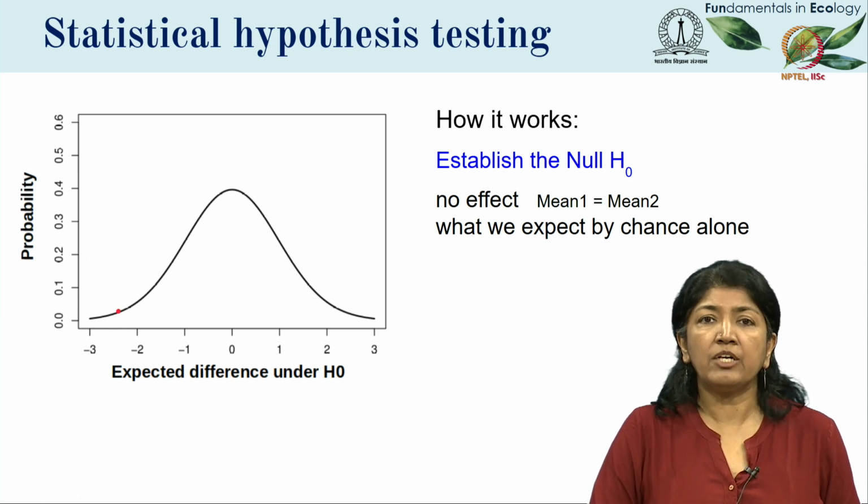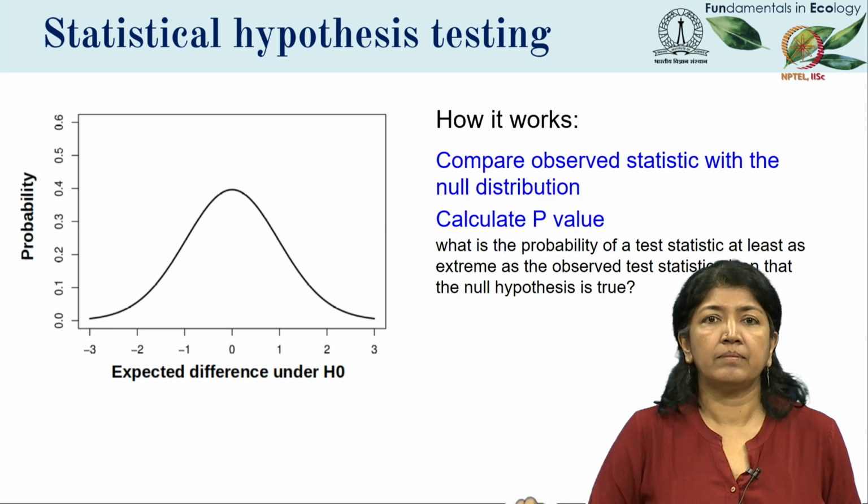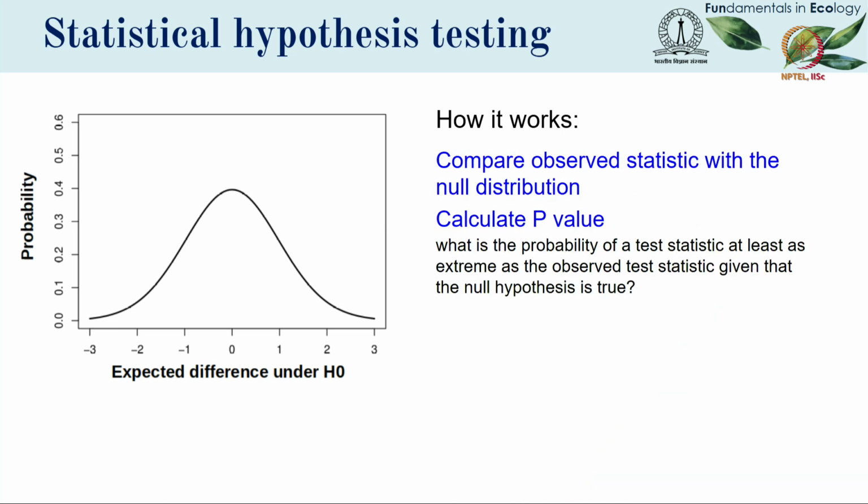So, what we then do as the next step, we compare our observed difference, our observed statistic, with the null distribution and calculate the p-value. That is, if we observe a certain value, say 1.2 or some particular value, what is the probability of getting that value or something more extreme under the null that there is no difference between the means?